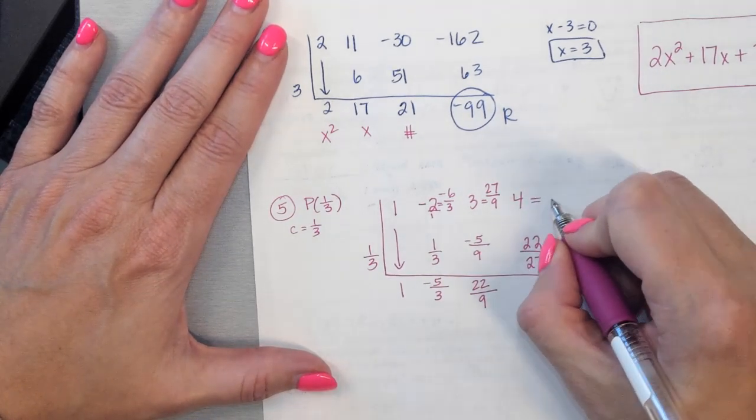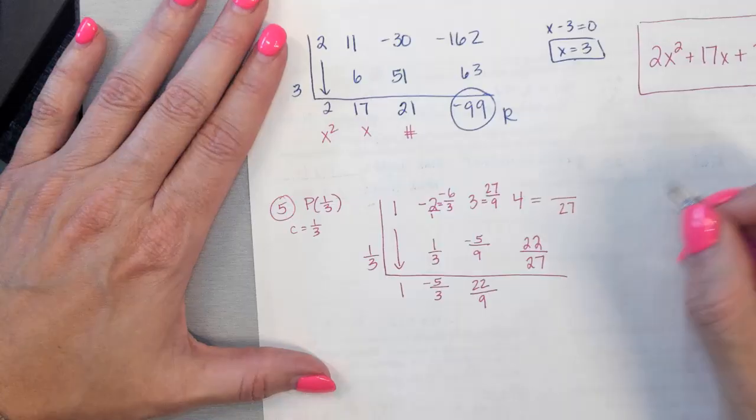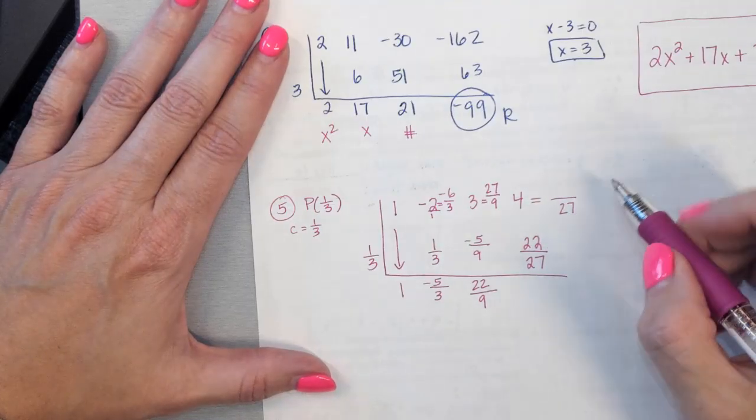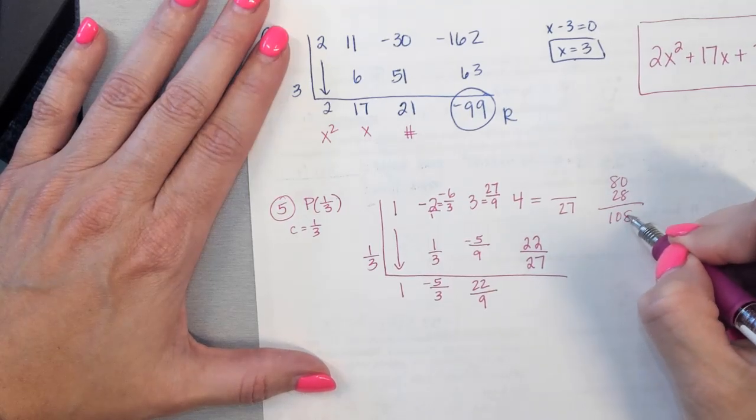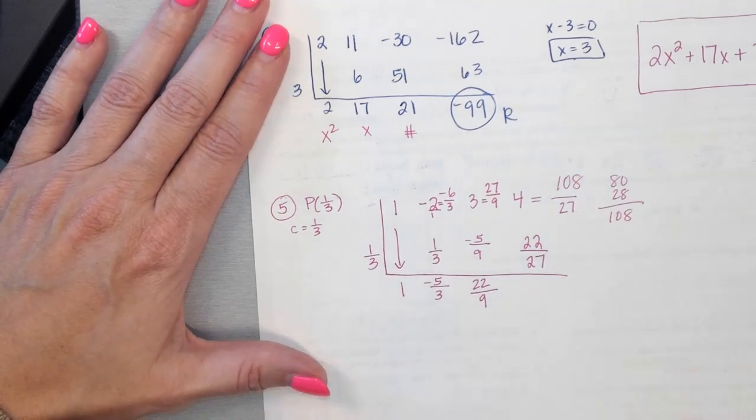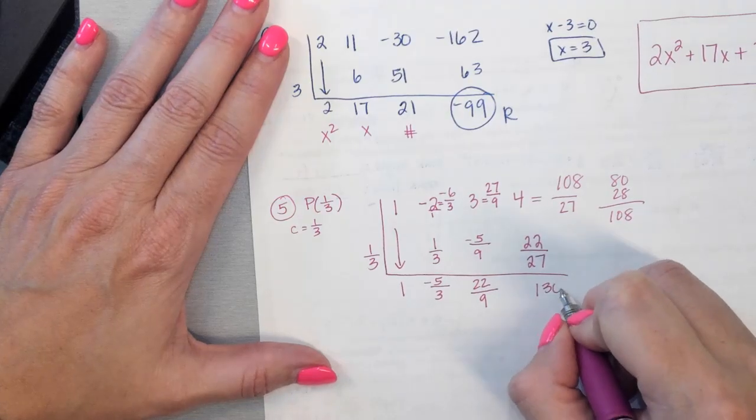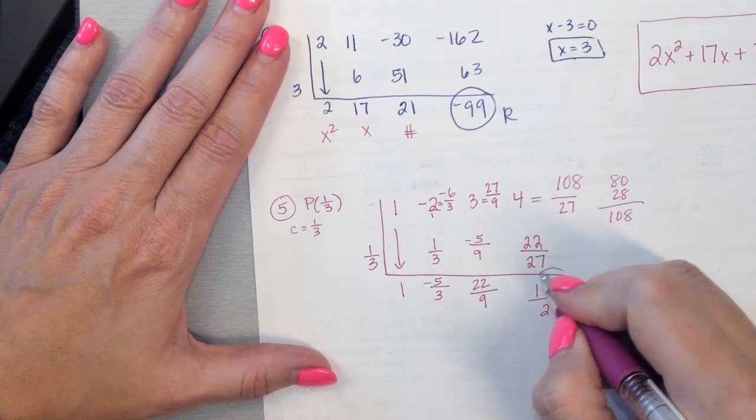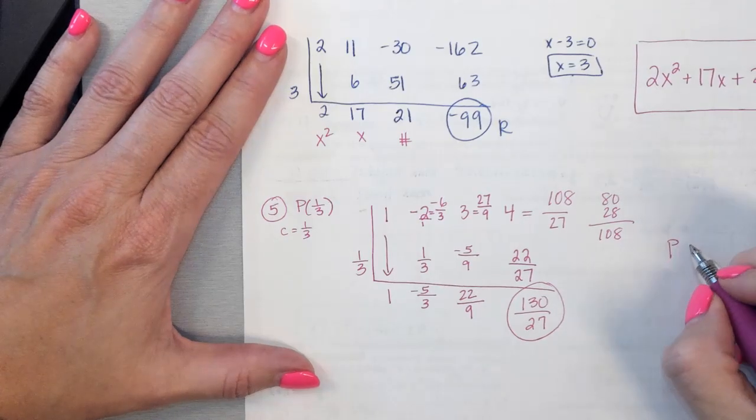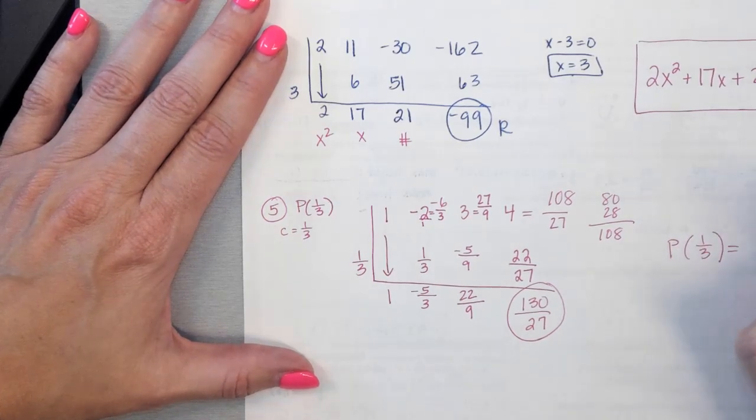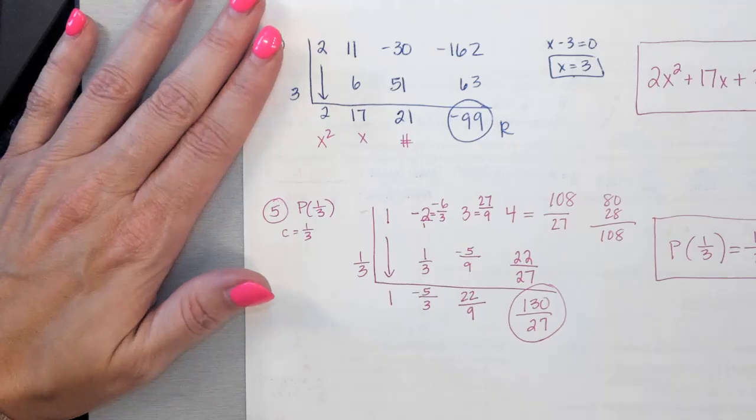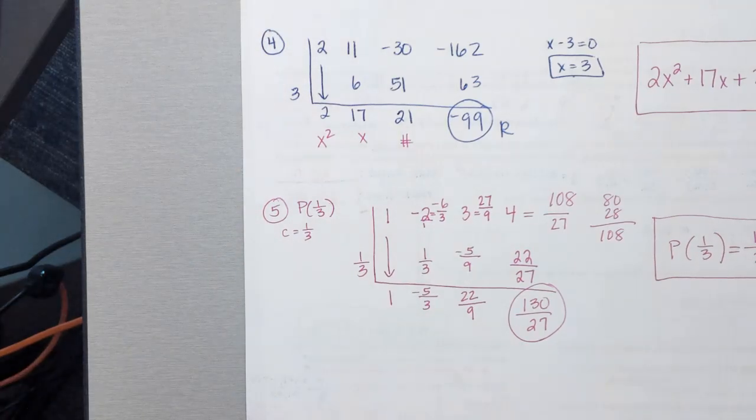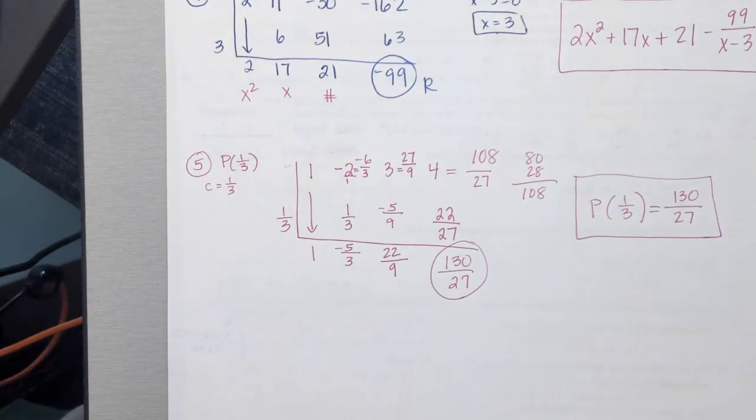Okay, so if I want the denominator to be 27, I'm going to do 4 times 27. I would do 4 times 20, which is 80. 4 times 7, which is 28, to get 108, because that's easier for me to do. So I get 130 over 27. My answer is that P of 1/3 equals 130 over 27. Okay, if I could reduce, I would, but no.